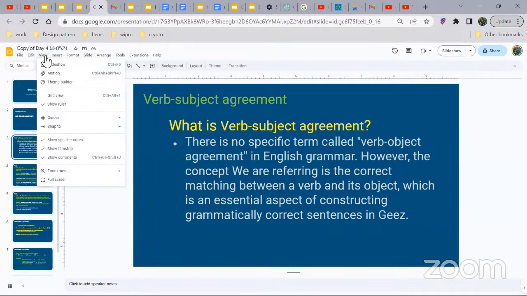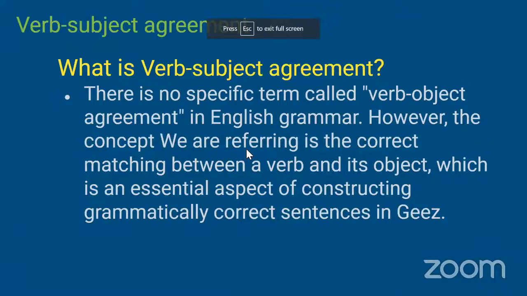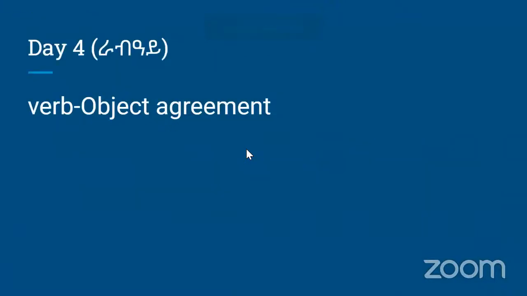In our last class, what we saw was subject and verb agreement, right? If the subject is plural, the verb should be plural. If the subject is feminine, the verb should be feminine. If the subject is masculine, the verb should be masculine.